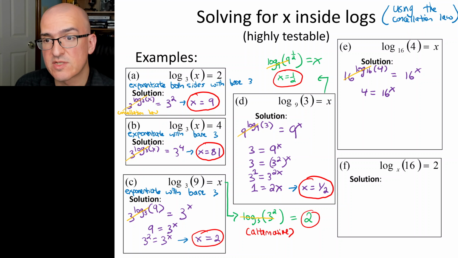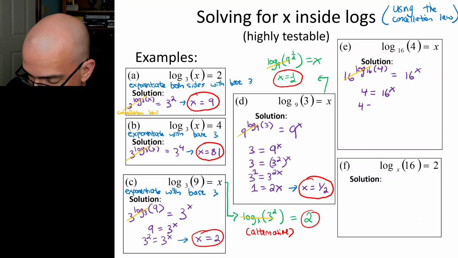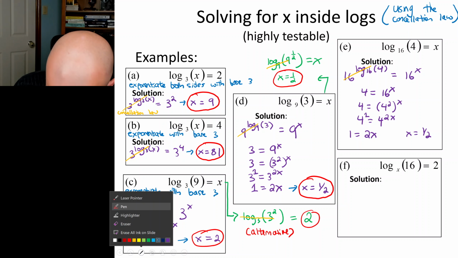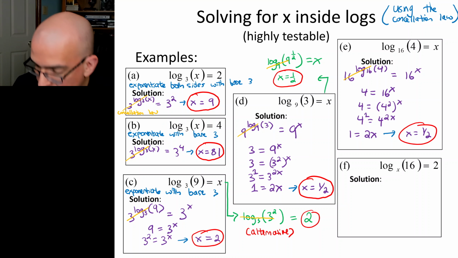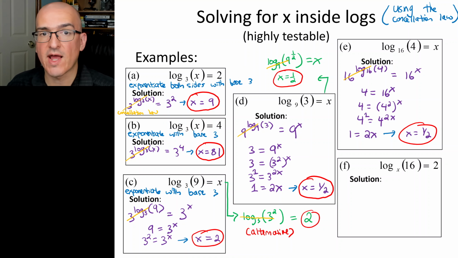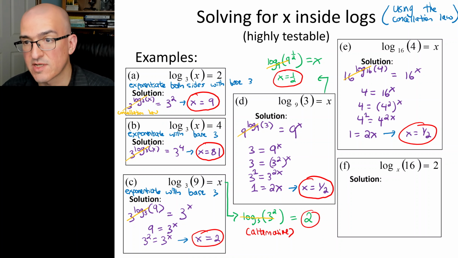Well, I have to use something very similar to the previous one. I have to replace the 16 with 4 to the power of 2. Multiply the powers together, so 4 to the power of 1 is equal to 4 to the power of 2x. 1 equals 2x, and then that means that x is 1/2. And we could have done this one in a smarter way. We could have just said that 4 is equal to 16 to the 1/2 and use the cancellation law. It's log base 16 of 16 to the power 1/2. So cancel, you just get your 1/2, just like the one on the left, just like part D.